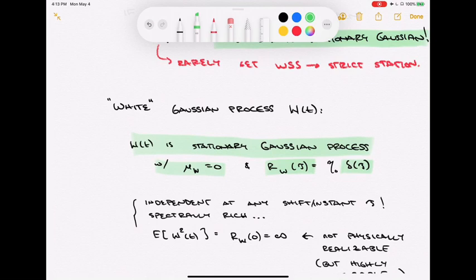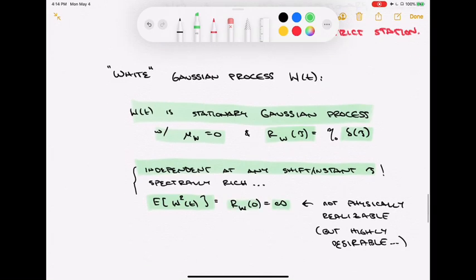And what that really gives us, because the correlation is 0, and because Gaussians are goofy this way, when correlation is 0, it also gives us independence. We end up getting something that is independent for any amount of shift, any value tau. These are spectrally rich functions, and if I take a look at the expected value of w squared, because that looks like a delta function, and Dirac delta functions, we did introduce these before, they have an amplitude that actually goes off to infinity. So we know expected w squared is rw of 0, and that's going to go to infinity because of that delta. It's not a physically realizable process.